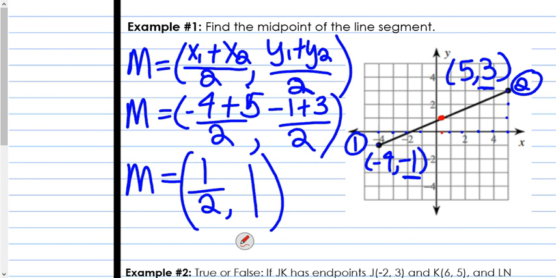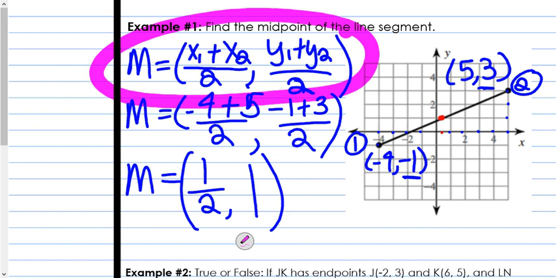So the midpoint formula looks like it's a lot of letters. I know because it's got the M, it's got the X, it's got the Y, but it really is not. It's literally adding the 2 X's together and cutting them in half, adding the 2 Y's together and cutting them in half, and you'll have the midpoint.